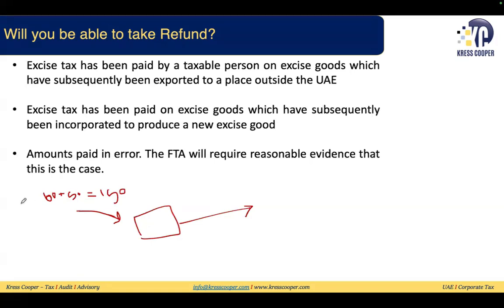There might be VAT as well, but I'm assuming this party is not registered for VAT purposes. So if they are buying at 150, maybe they are selling it at 160. Now the question is, can this party take the refund for this 50?